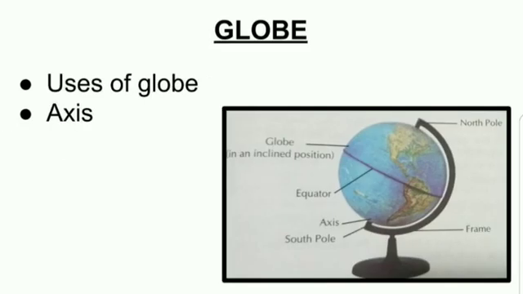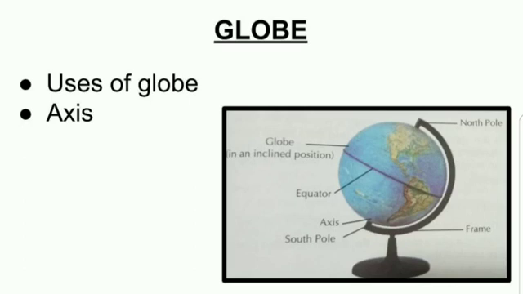Now we begin with our first topic, that is the globe. A globe is a useful tool for studying the earth. See students, whenever we stand on any part of the earth, we will never be able to see the entire earth because the earth is very vast. If you want to see the entire earth, either we have to go on the moon or some other planet.